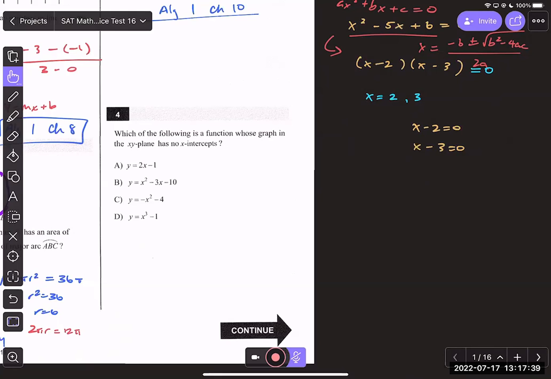Which of the following is a function whose graph in the xy plane has no x-intercepts?